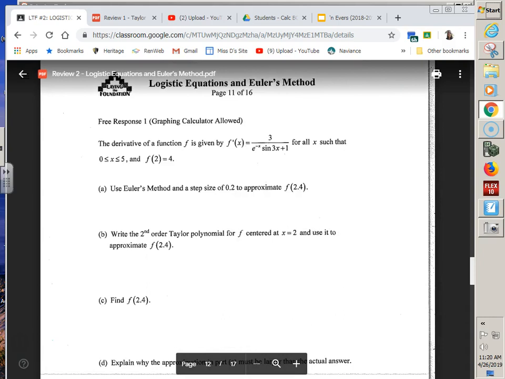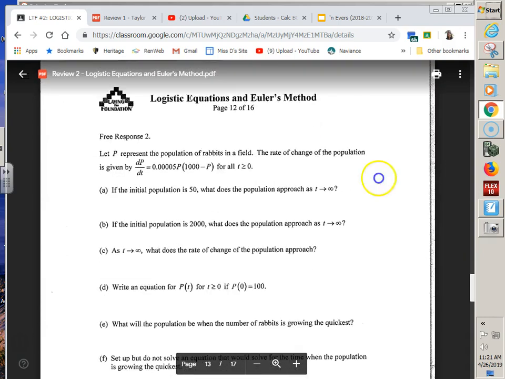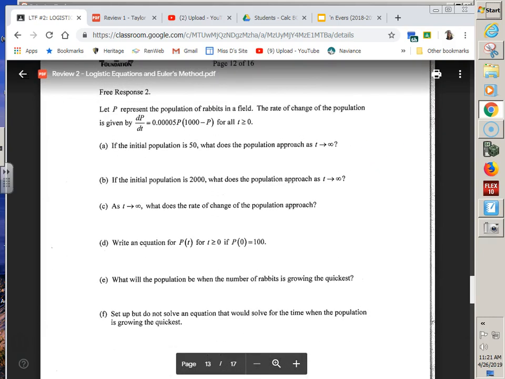First, so it's FRQ number 1? Number 2. Got it. dP/dt = kP(L − P). Okay, so a logistic population of rabbits in a field.